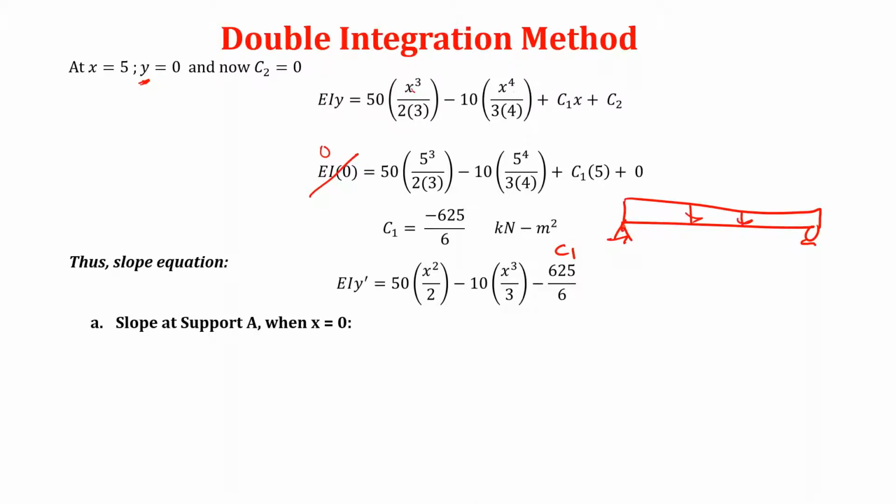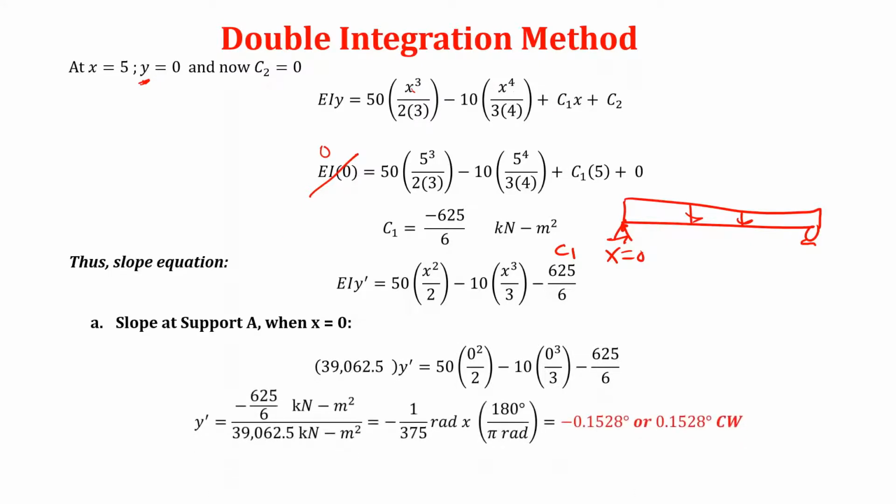So, if it's at the beginning, x is 0 there. So, just substitute when x is 0. Now look at the units. Our EI is in terms of kilonewton meter squared. Okay? So, when we solve for y prime or slope, this becomes zero, so what remains is negative 625/6 over EI. Okay? So, the units cancel out.